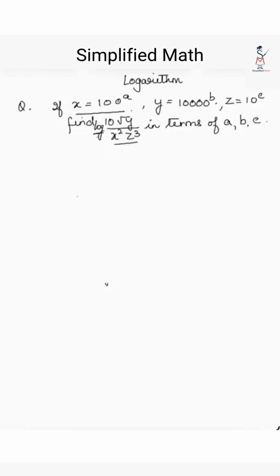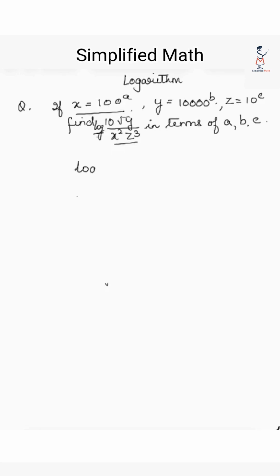Hi, we are doing logarithm. If x is equal to 100 raised to the power a, y is equal to 10,000 raised to the power b, z is 10 to the power c, find log 10 root y divided by x square z cube.